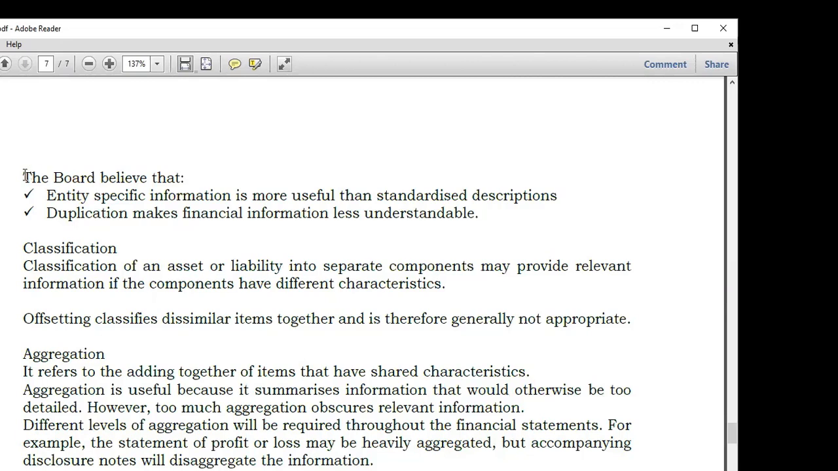As the SBR does not require IS1, the board believes that entity-specific information is more useful than the standardized description. Of course, that's obvious. An entity can have its assets facing a specific thing, and so they should disclose it. But also, duplication makes financial information less understandable. Let's say you're explaining something twice or thrice. It just confuses people.